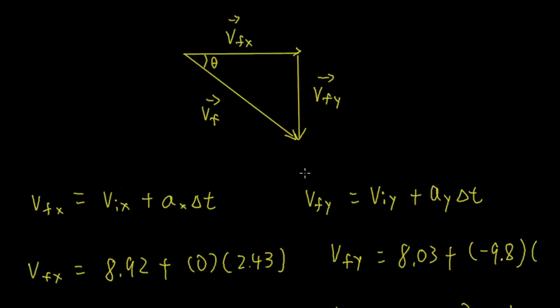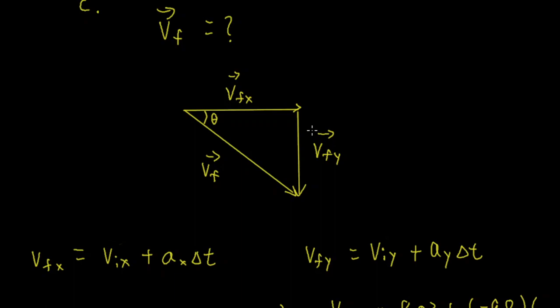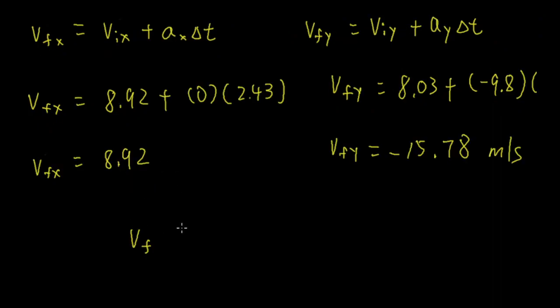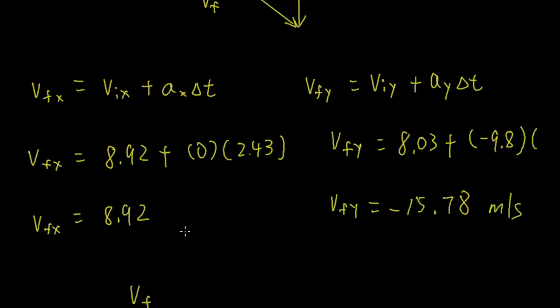Now, how do we calculate V final with this information? Look at this. This is a right triangle, so we can use the Pythagorean theorem. V final x squared plus V final y squared, and then take the square root of that, gives you V final. We don't need the head here because we're only getting the magnitude. We're not talking about the direction. The same for V final y, I'm only talking about the magnitude.